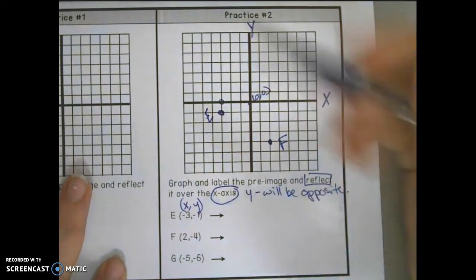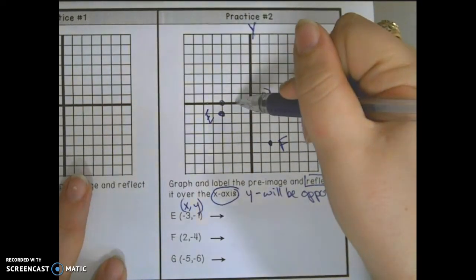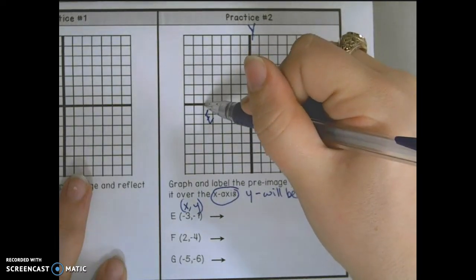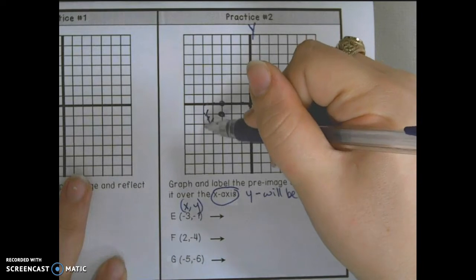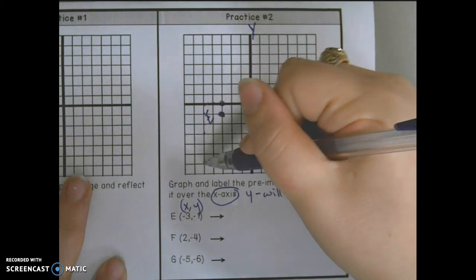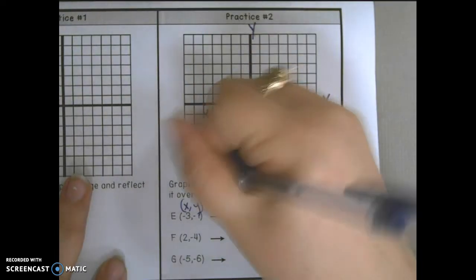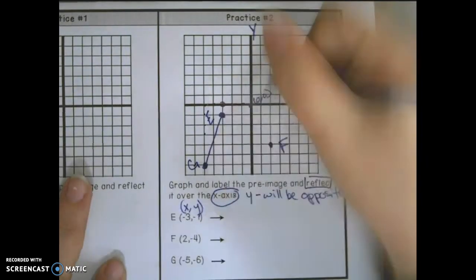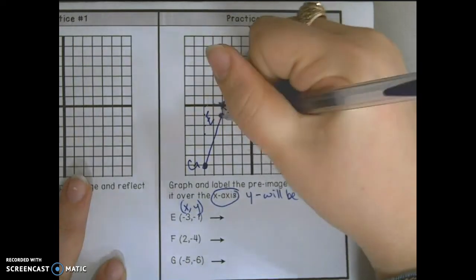G is at my x is negative 5. So 1, 2, 3, 4, 5. And negative 6. So that's down. So 1, 2, 3, 4, 5, 6. So that is my G. I have my triangle now. And please ignore this one. That one has nothing to do with it.